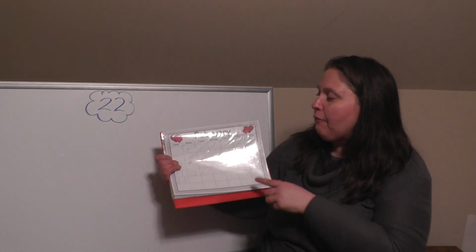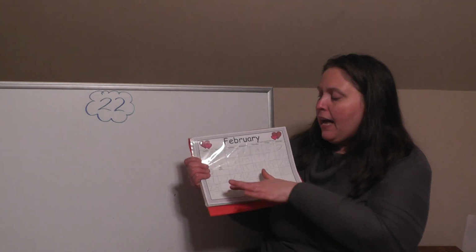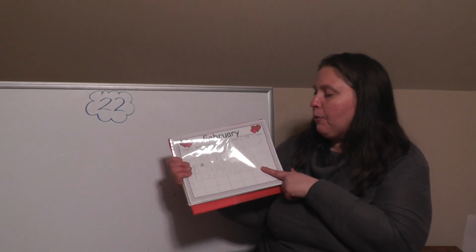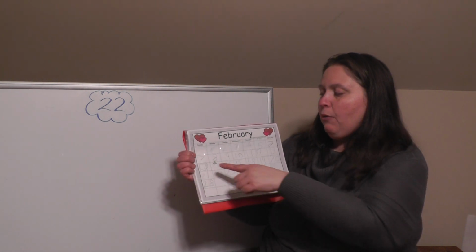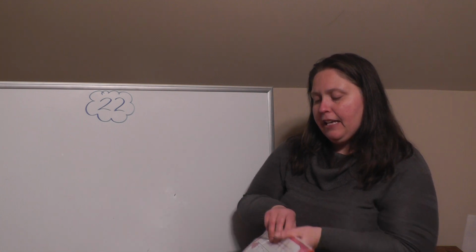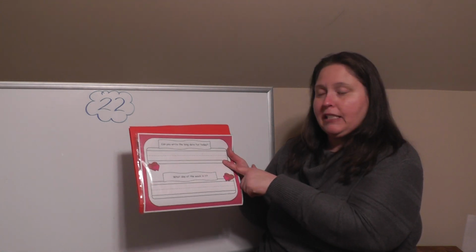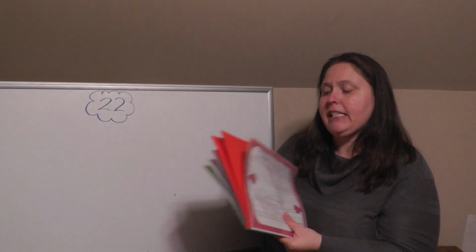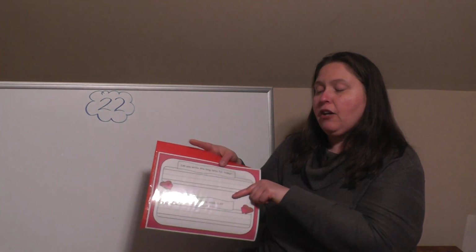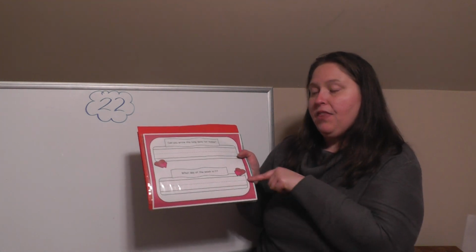So here we have February, and each child in the book gets their own little calendar. They have to go through and number the days, and we even labeled the holidays. Then they had to write the long date, like how we did today is. They don't have to write today is unless you really want them to. And then the day of the week.